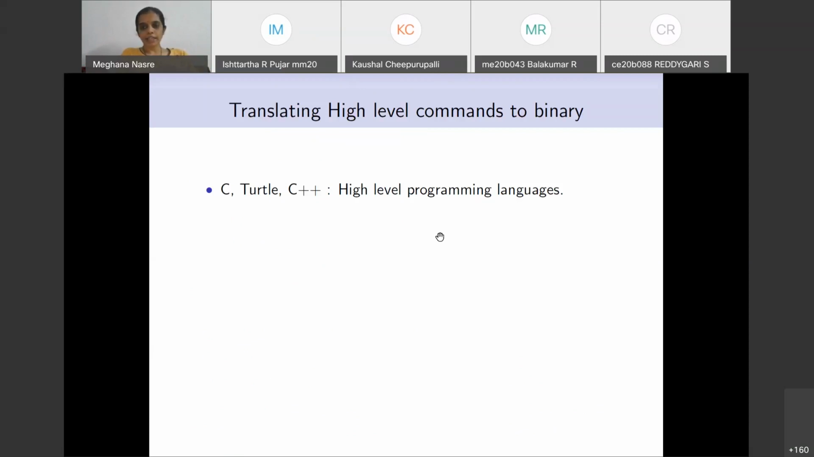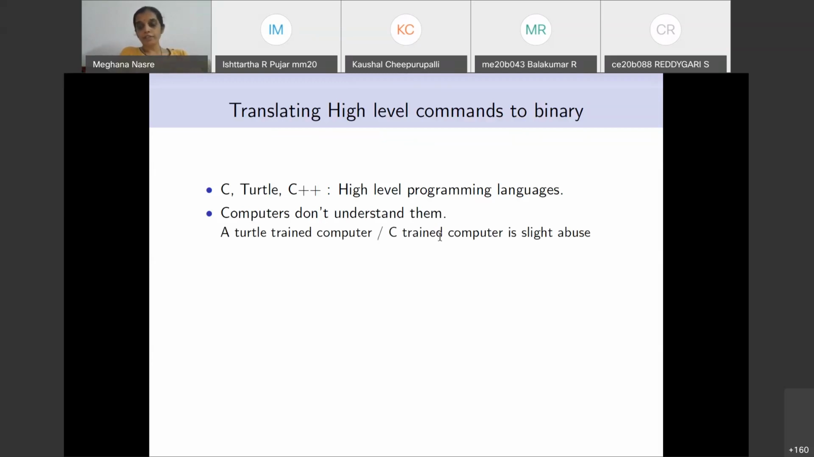That is, while they have a certain set of commands, we cannot talk in English to the computer. It is almost English, or not almost, but quite close to English, and it is very much understandable to a human. On the other hand, computers do not understand this language. So whenever we used this term yesterday, a Turtle-trained computer, a C-trained computer, this is an abuse of language. It is just for the sake of convenience.